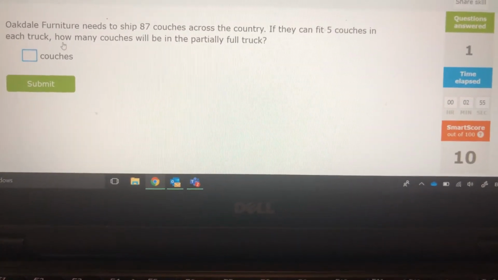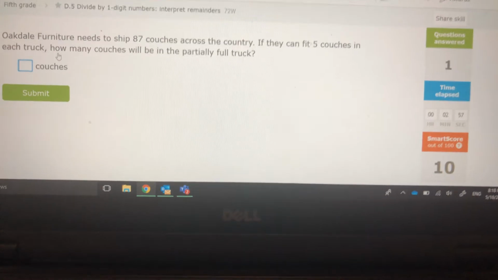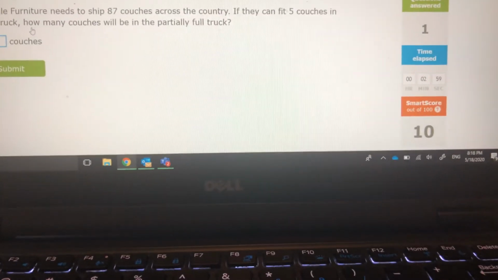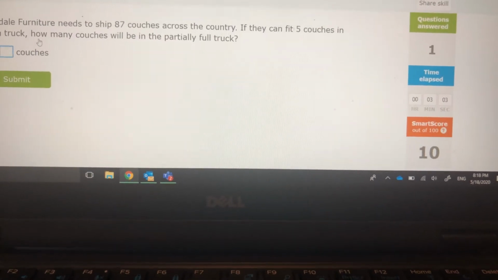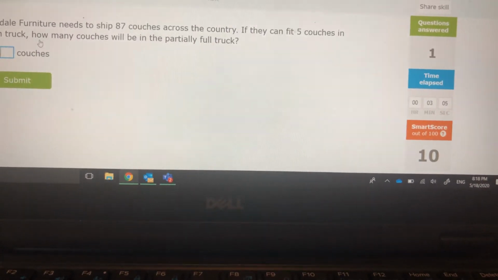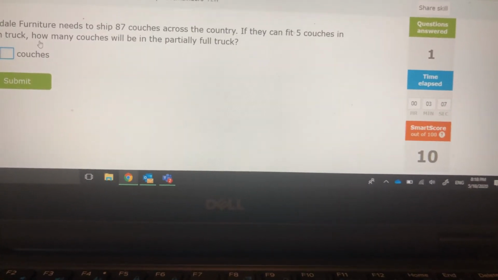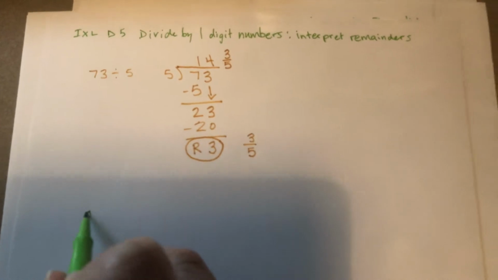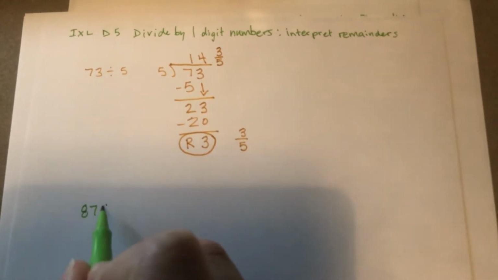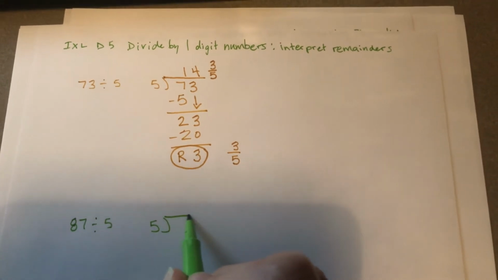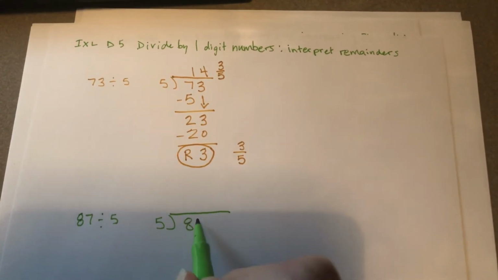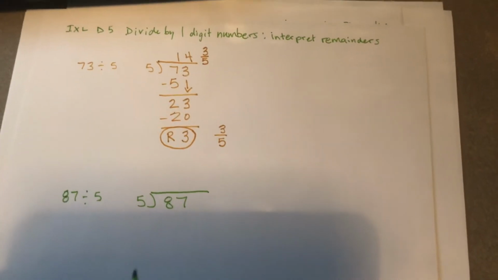Oakdale Furniture needs to ship 87 couches across the country. If they can fit 5 couches in each truck, how many couches will be in the partially full truck? So, 87 divided by 5. How many groups of 5 go into 87? Get in the habit of writing these.